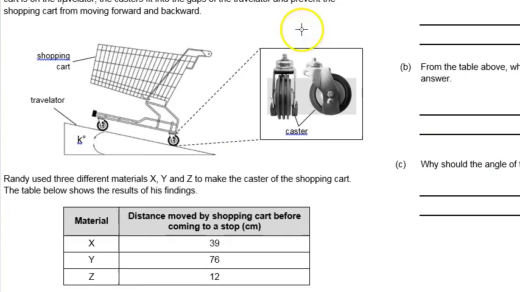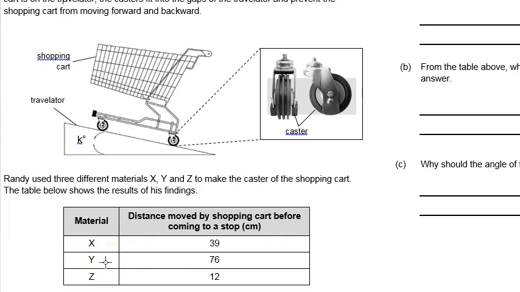So as you can see, if the caster is made of material X, the distance moved is 39 cm before coming to a stop. Y 76 and Z 12. So do remember that the more it moves, the lesser friction there is between the caster and the travelator. Okay, so in this case, we can tell that Z has the most friction because it prevented the shopping cart from moving a longer distance.